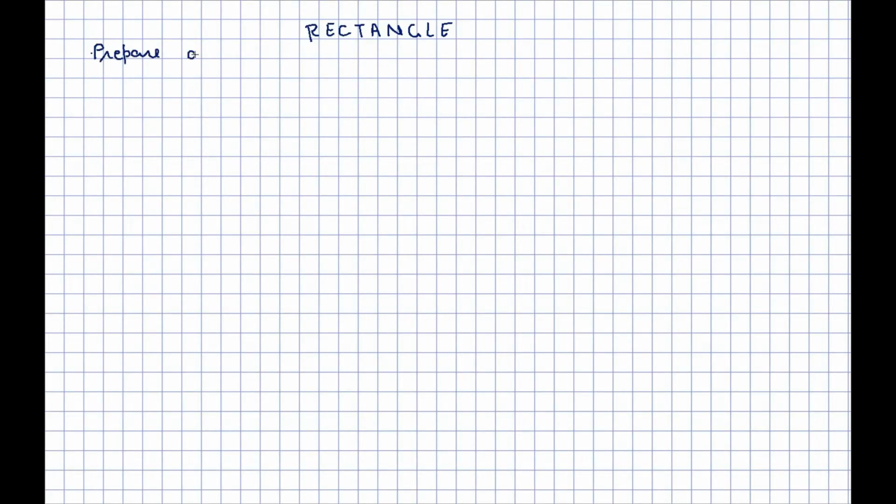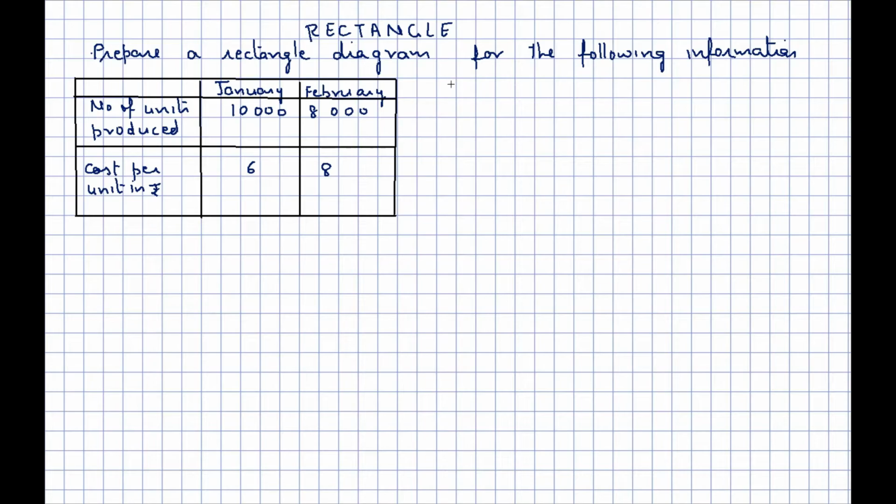The next is rectangle. Prepare a rectangle diagram for the following information. A company produced 10,000 items in the month of January and the cost per unit is rupees 6. And it produced 8,000 items in the month of February and the cost per unit is rupees 8. So in this question, data is represented by the area of the rectangle.